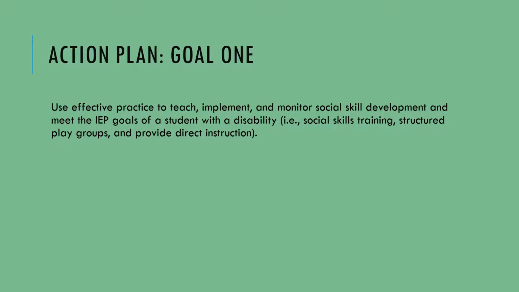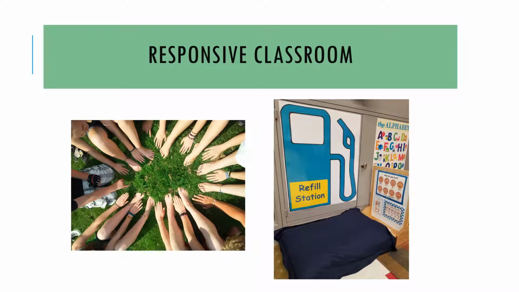The first goal of my action plan is to use effective practice to teach, implement, and monitor social skill development and meet the IEP goals of a student with a disability. The first action step under Goal 1 is to participate in responsive classroom training and implement it within my classroom.